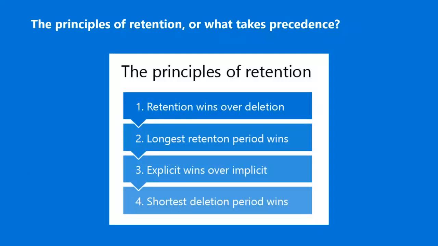Okay, we'll see what the principles of retention are. So two terms, retention and deletion. The basic difference is retention is how long you want to retain the items, and deletion is when you want to actually delete the items. So what is the difference, or which takes precedence? Retention always takes precedence over deletion, which means the item will be deleted from your mailbox, but it will be retained until the retention age for the specific mailbox is met.